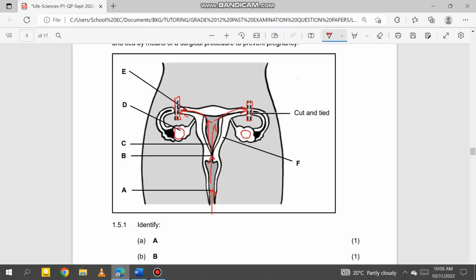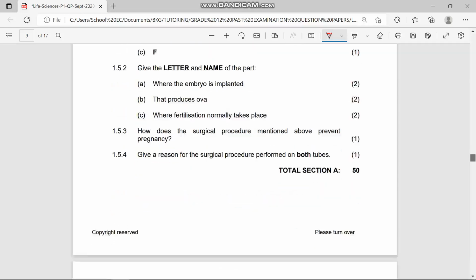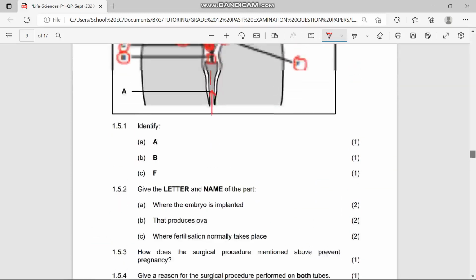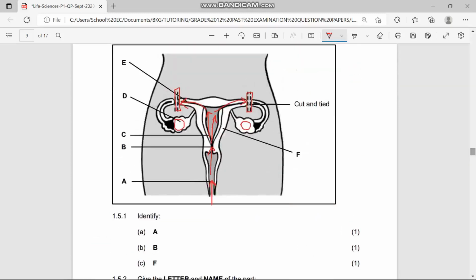1.5.4. Okay, let's go to the question. 1.5.4 says, give a reason for the surgical procedure performed on both tubes. So this question is asking why the fallopian tubes on both sides are tied. Why can't we only tie this tube on this side to prevent pregnancy?